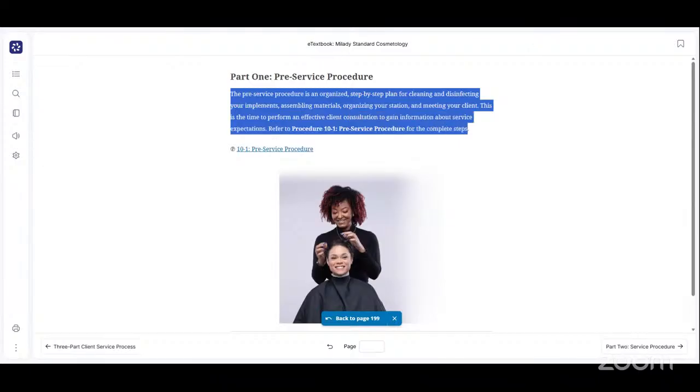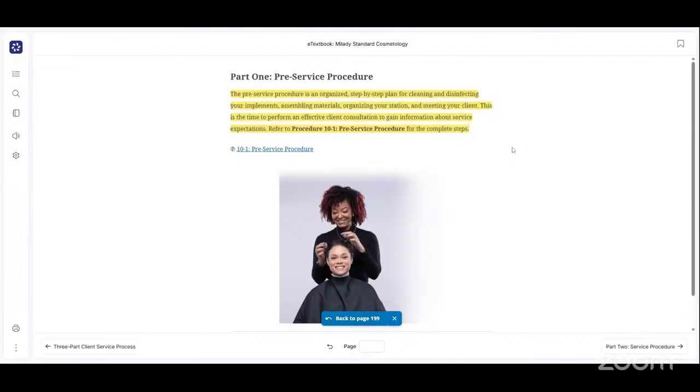Highlighting the whole thing in yellow. The pre-service procedures are an organized step-by-step plan for cleaning and disinfecting your implements, making sure your clients have clean tools, assembling materials, everything I need to perform the service, organizing your station. It needs to be where I can get to it easily. I don't want anything unnecessary, so it's got to go. And meeting your client. This is the time to perform an effective client consultation to gain information about the service. All of this is pre-game.